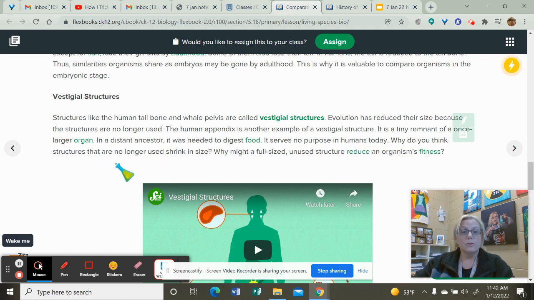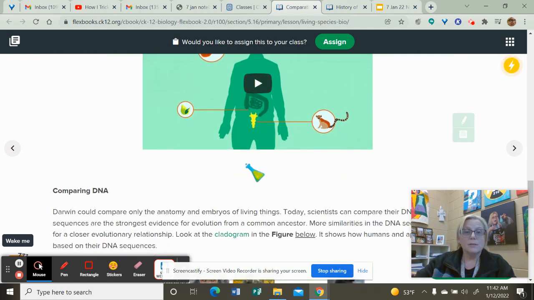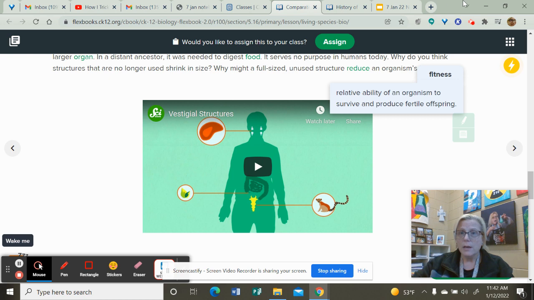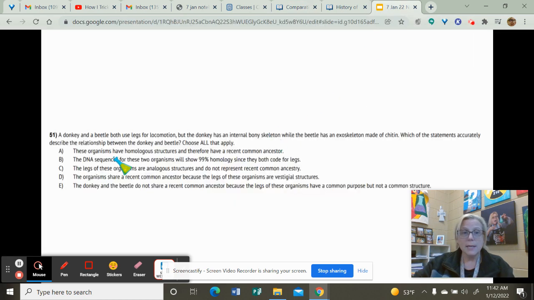Why do you think the structures that are no longer used shrink in size? So, a vestigial structure is something that is no longer used. So, it's tiny. And we cannot say that about the legs of either a donkey or a beetle. Both donkeys and beetles use their legs. So D is a false statement. We're not going to choose it.